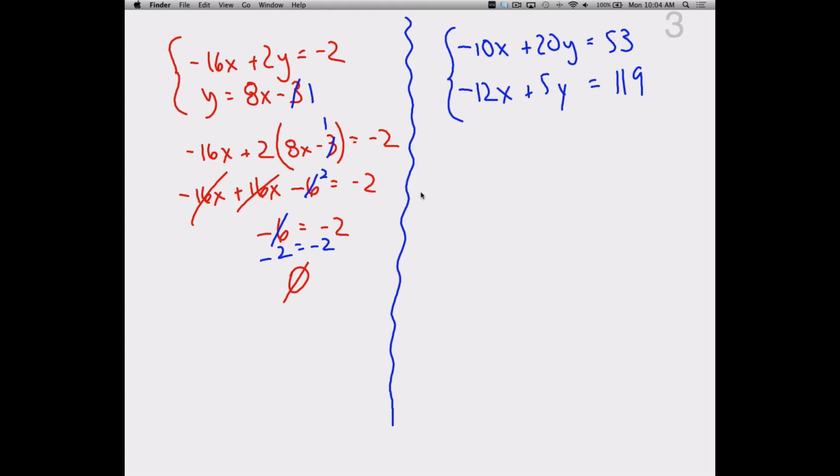This is too hard. This will be challenging. However, I know this will be fun. We're going to use the calculator to do all the grunt work. So I'm going to offer the suggestion that we use elimination. Are we okay with that? Okay, good.